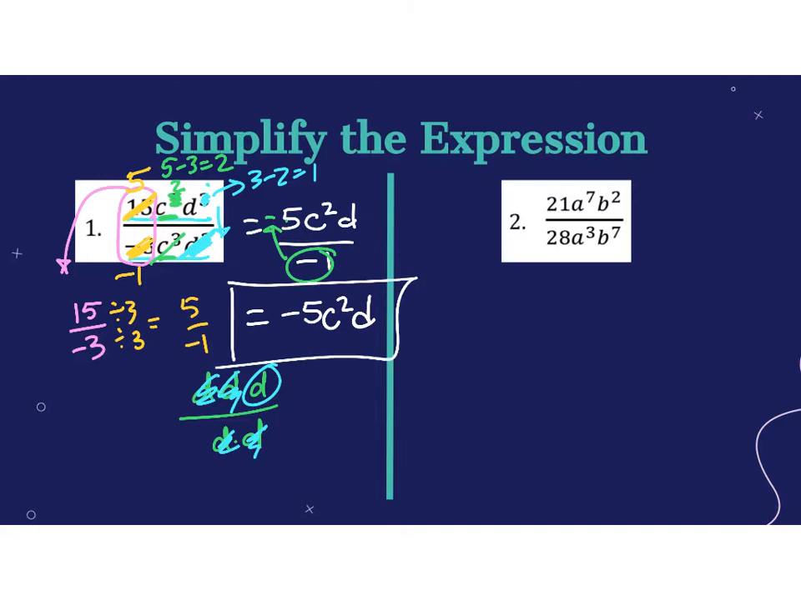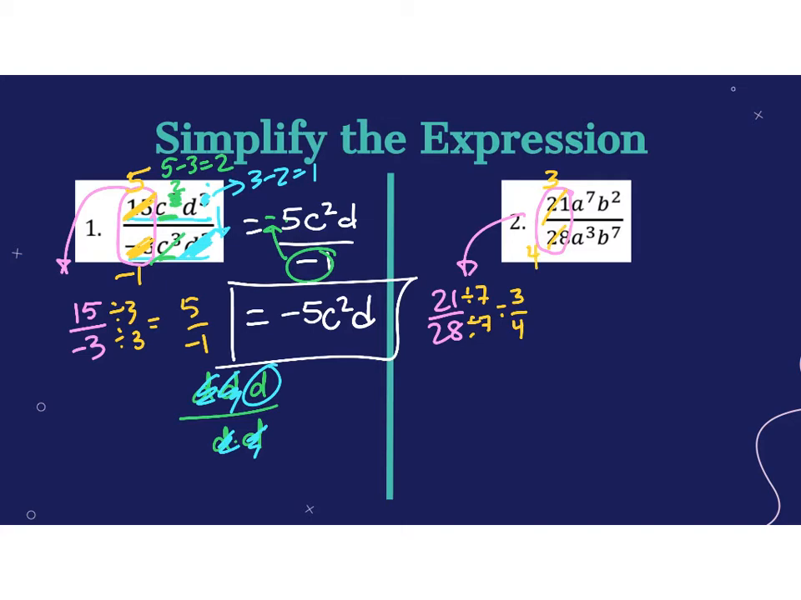All right, let's take a look at number 2. In number 2, I have 21a to the 7th b squared divided by 28a to the 3rd b to the 7th. So again, you have to make sure that you pull this fraction off by itself. So this fraction of 21 divided by 28, think about that independently of the variables. I have a common factor there of 7. I can divide both of those by 7, and I end up with 3 over 4. So really this is going to become 3 on the top and now 4 on the bottom.